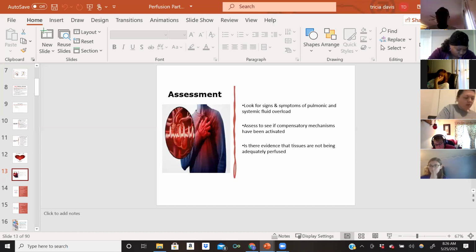Yes, very good. So that's why we do strict I's and O's on our patients. If we notice that our patients aren't putting out at least 30 mLs per hour, that is a sign that our kidneys are not working. Or if the doctor's ordered labs, you can always look at their creatinine and BUN. And then those daily weights, those are going to be your first indicators.